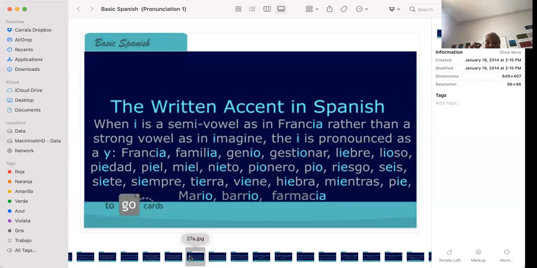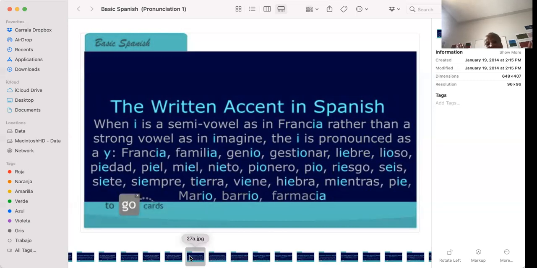So one way to distinguish when the I or the U is pronounced strong versus when it is pronounced weak is to put an accent on it. So if you have two vowels coming together, one is definitely strong, the O, and the other, you don't know whether it's weak or strong. So that you know that it's strong, you put the accent. So Mario, the I is weak. María, the I is strong.